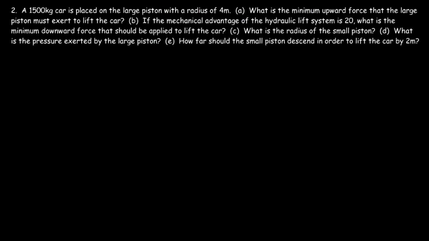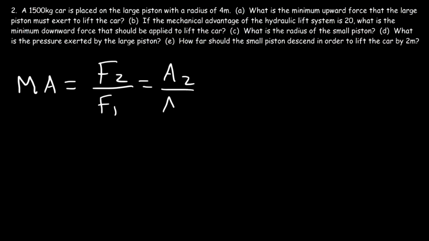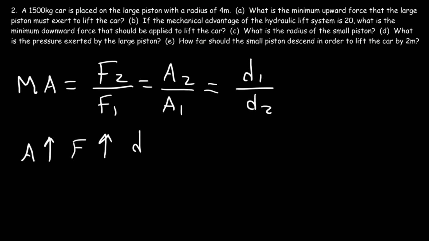So now let's review some formulas that you want to keep in mind when dealing with the hydraulic lift system. The first thing is the mechanical advantage is the ratio between the output force and the input force. And it's also the ratio between the area of the large piston and the small piston. And it's the ratio of the distance that you have to push down the small piston by the large piston. So if you increase the area of the piston, the output force will increase. But the distance that the large piston has to move will decrease. So make sure you understand that relationship.